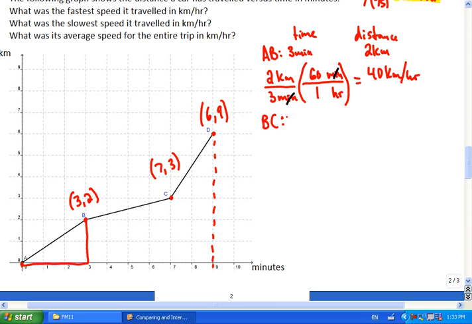Okay, so let's walk through BC. How much time went by when I drove from B to C? 4 minutes went by. And how far did I drive from B to C? Good. I only went 1 kilometer here.